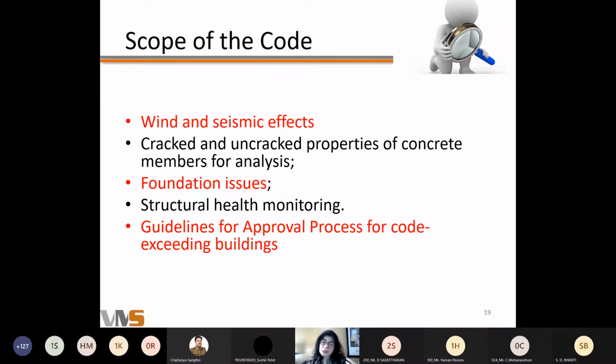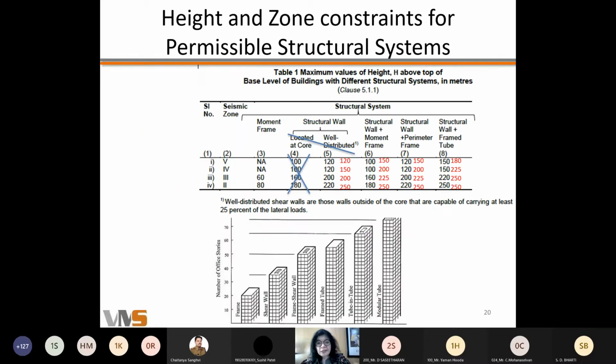So it's an important thing, and this code has made it. It's not mandatory, but it is required. Preferably people put in all these health monitoring systems in place, and guidelines for approval process for code exceeding buildings. So I'm not going to go into details about this, because I'm just seeing that I've already taken 1 hour or something of this, and I have only actually 1.5 hours. But I'm just going to quickly go through certain slides and say what are the things that have been changed.